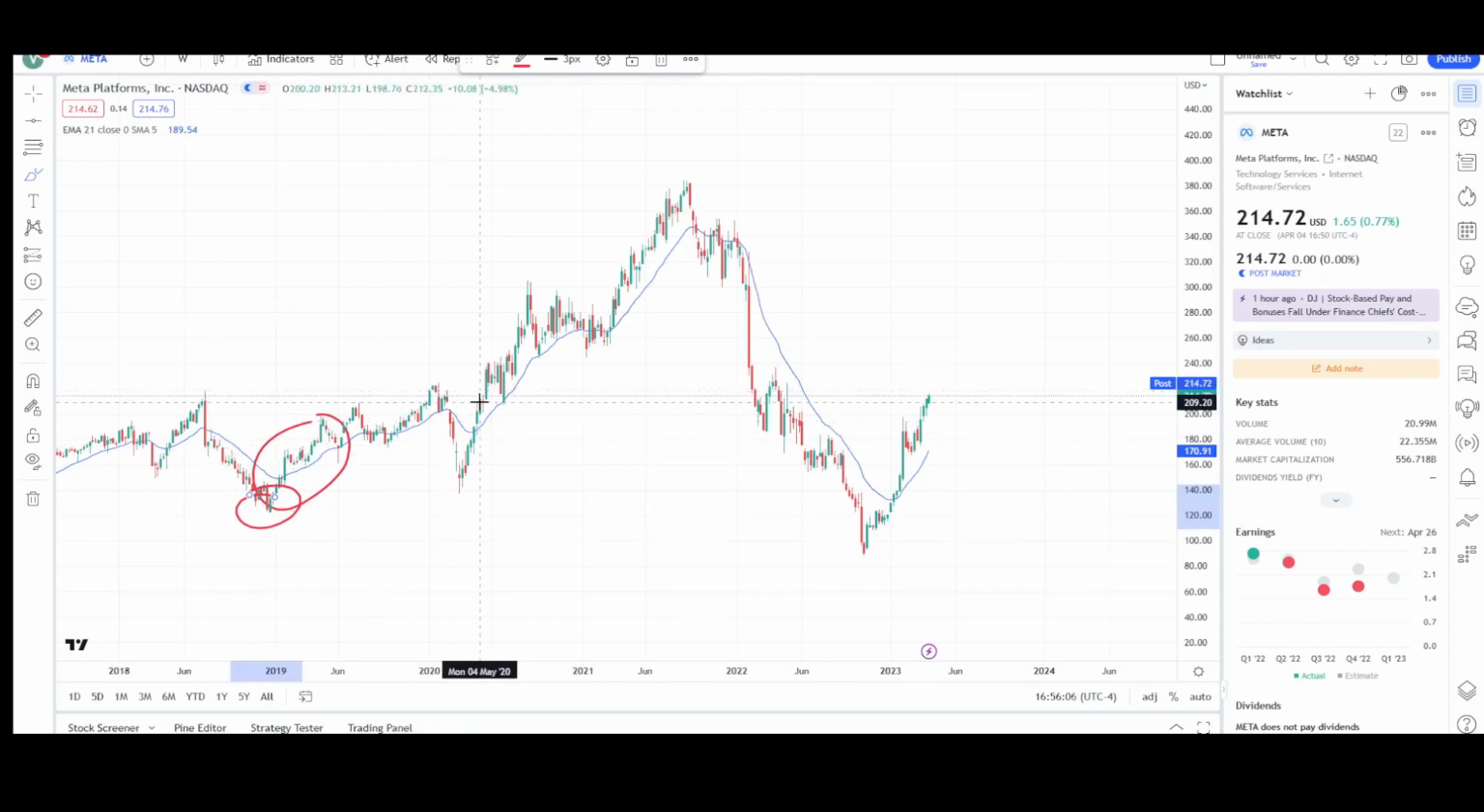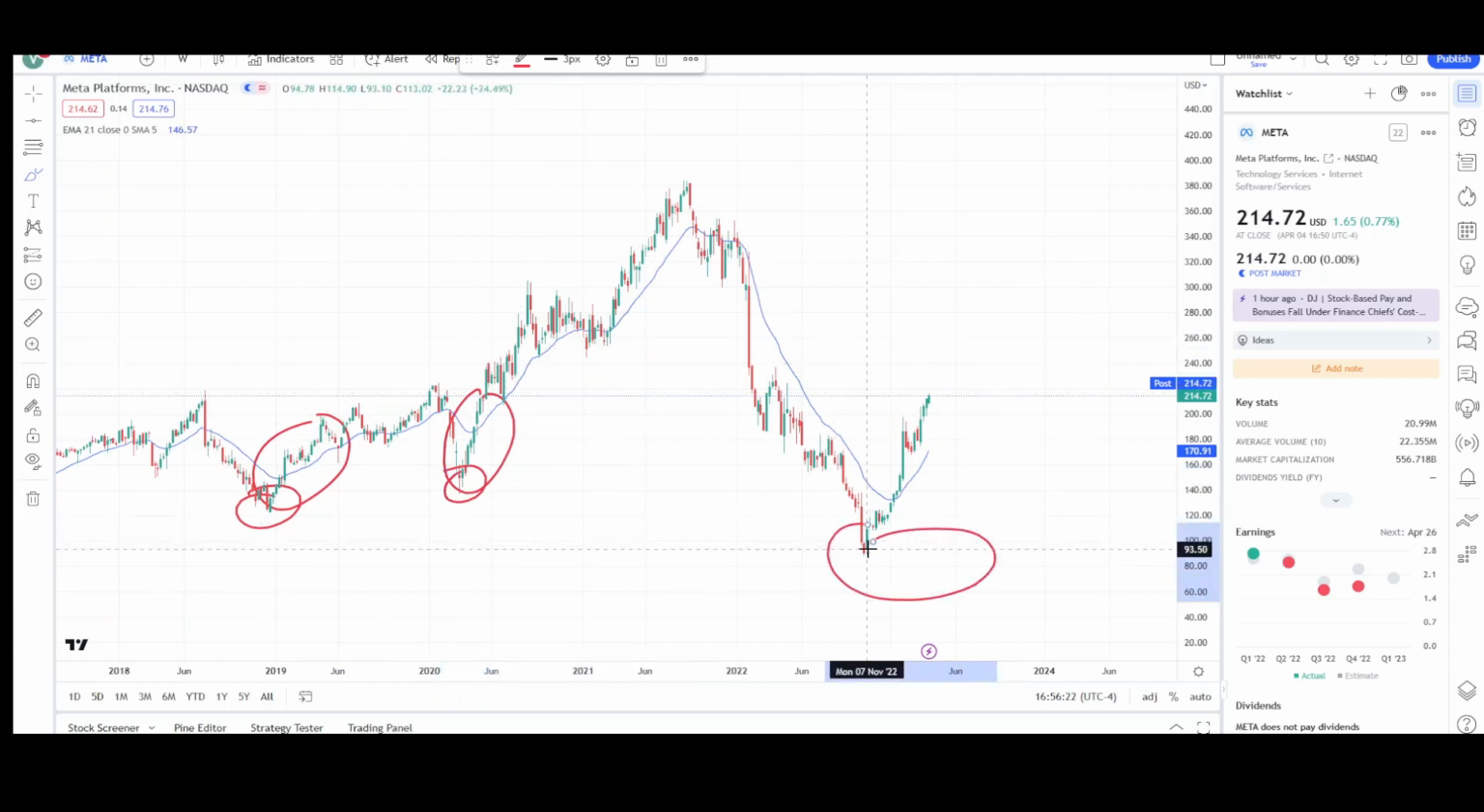You can see that same thing happened in 2020 when we got back above the EMA after making that low. That was the bottom. So in 2018, this was the bottom. We got back above the EMA. In 2020, this was the bottom. Prices got back above the EMA and never looked back.